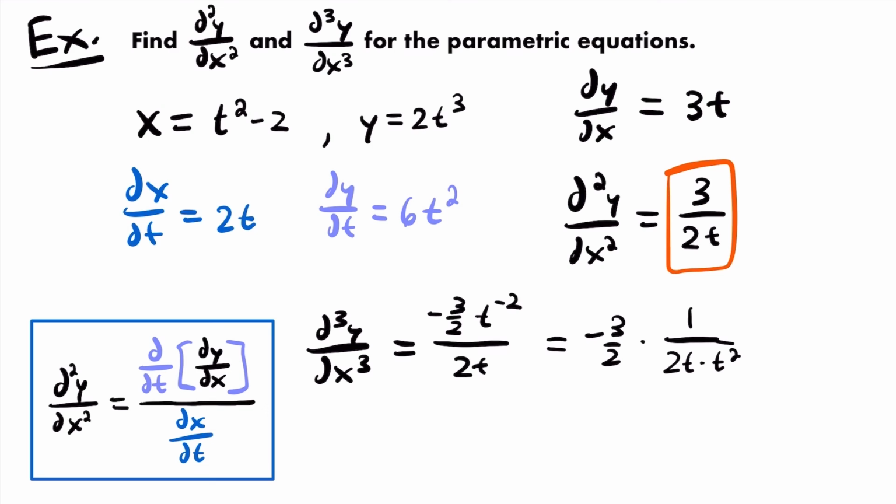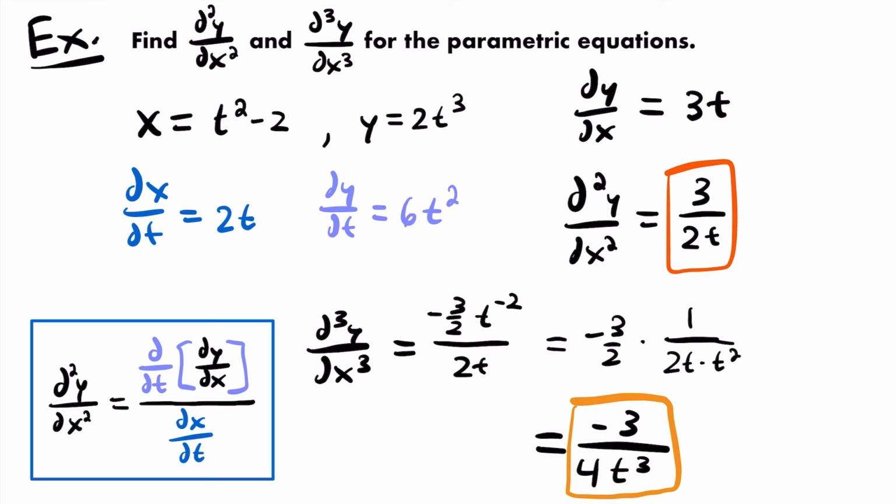Now if we simplify, we can multiply negative 3 into that numerator, and multiply 2 by 2 to get 4, and t times t squared is t cubed. So this is equal to negative 3 divided by 4t cubed. And that right there is the third derivative for these parametric equations.